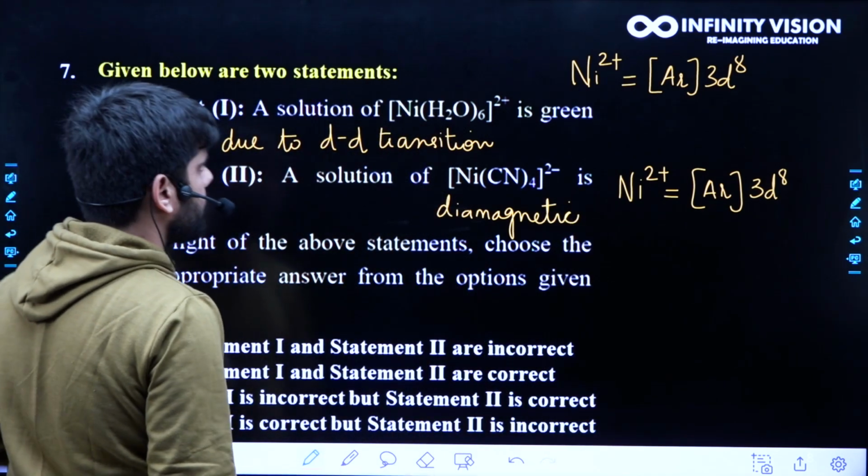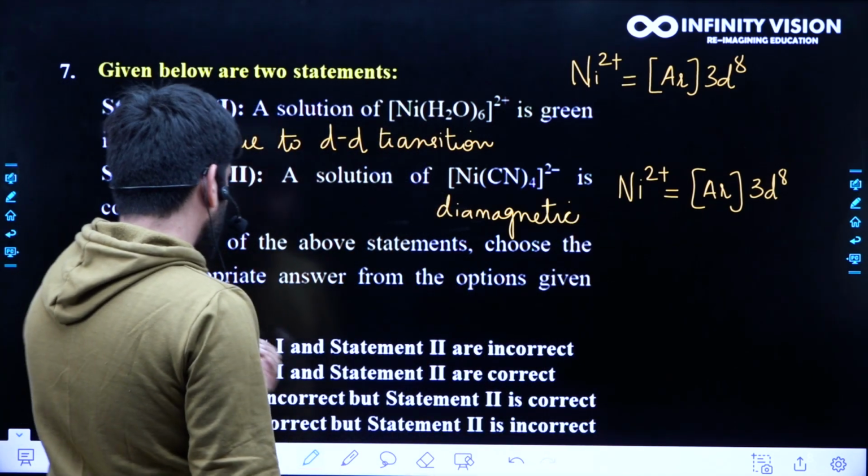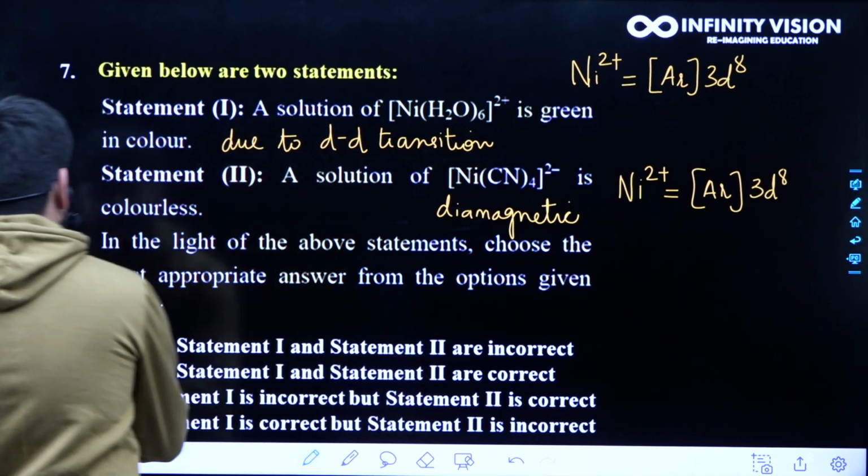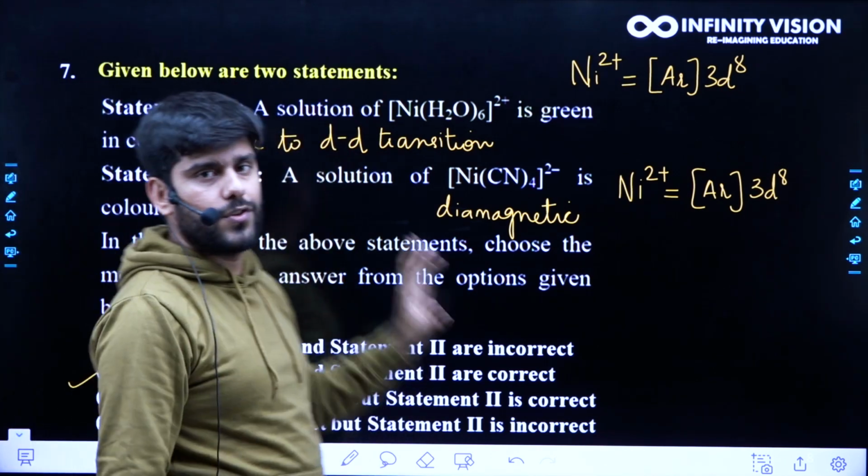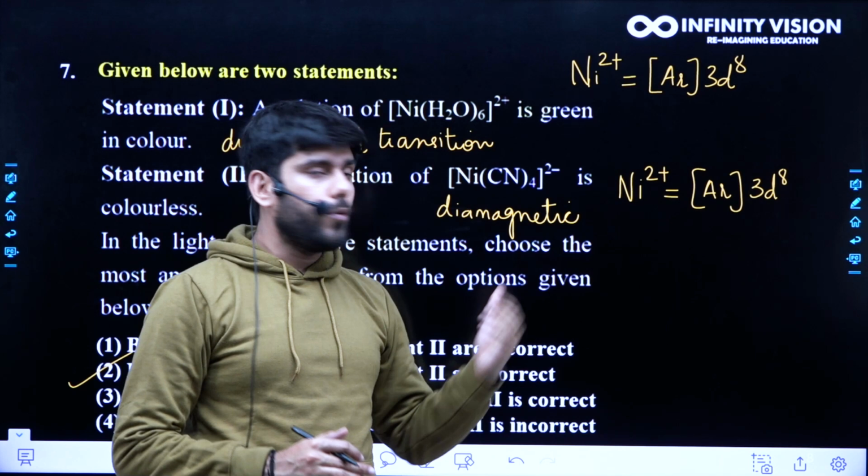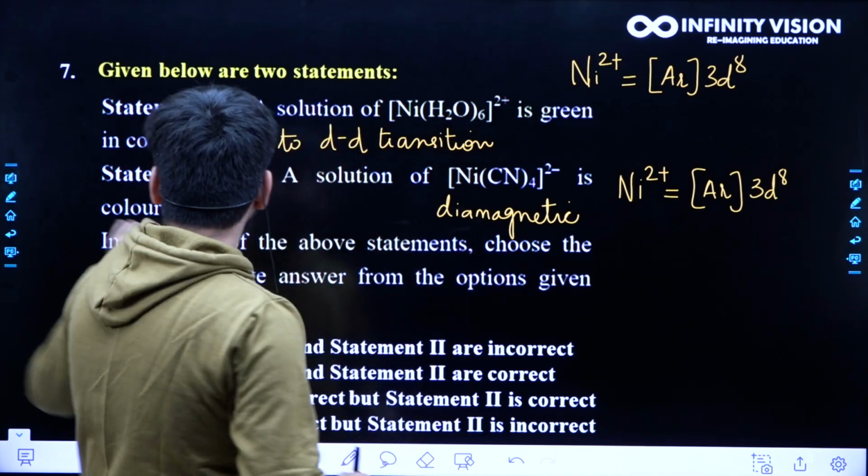So both the statements are true. Both statement 1 and statement 2 are correct. So second is the right answer. Both these statements are correct. Okay. So I hope the question is clear to you. Let us move to the next question.